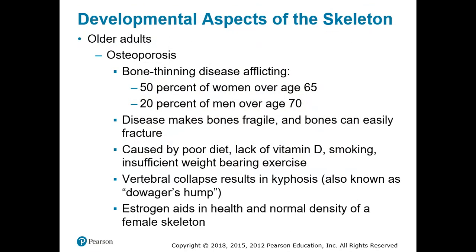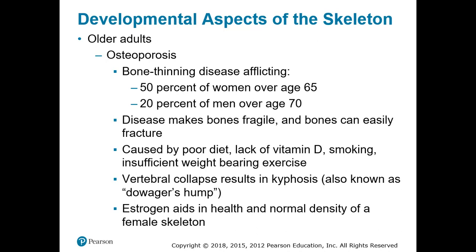And last but not least, older adults. I could not get away from the skeletal system without talking about one of the major diseases that affects bones in people, and that is osteoporosis. Osteoporosis is a bone-thinning disease. It affects about 50% of women over the age of 65 and about 20% of men over the age of 70. This disease makes bones fragile, and what that means is the bones are more susceptible or can easily fracture.